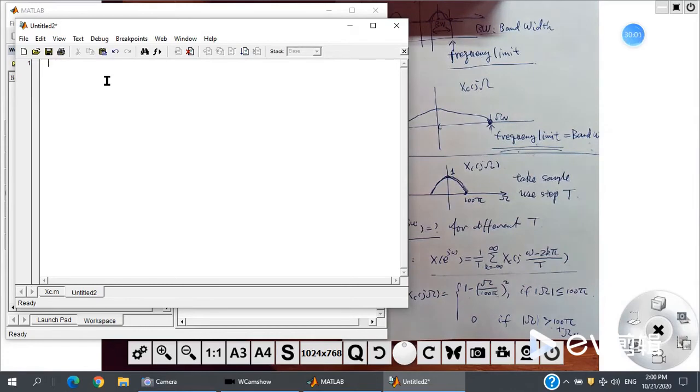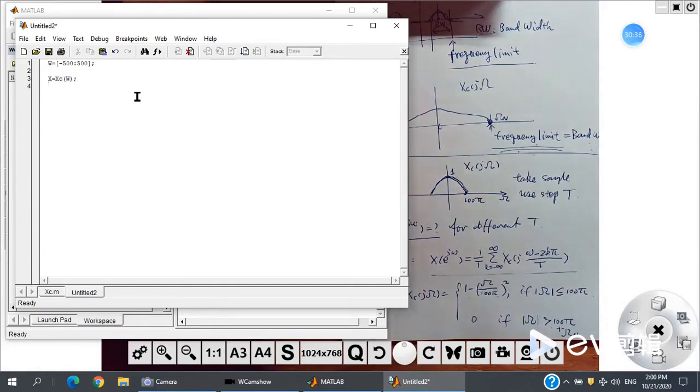For omega equal to, I want to see from this one is 100, right? This is 100 pi. So 100 pi, like 300, I show 500. Okay, negative 500 to 500. I can use this one. This is omega. Then x equal to that XC of omega.